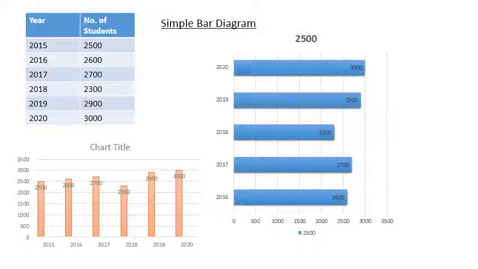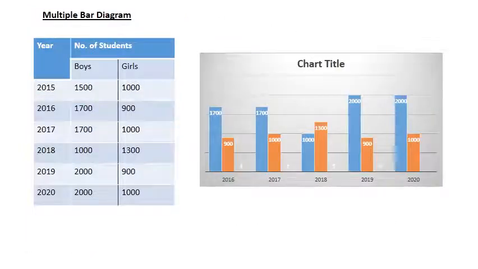In the horizontal bar diagram, on the vertical axis we are measuring year, and on the horizontal axis we are measuring the number of students. You can see 2016 at 2600, 2017 at 2700, 2018 at 2300, 2019 at 2900 and 2020 at 3000. And I am repeating, the width of the bar is the same but the height is different. So height shows the value of the variable and the width remains the same. So this is the simple bar diagram. Now we have the multiple bar diagram.